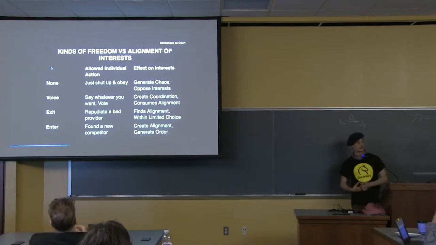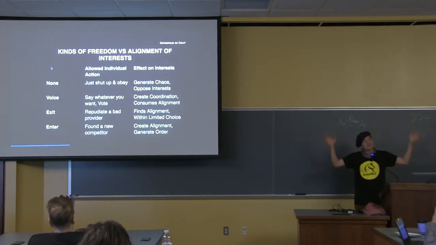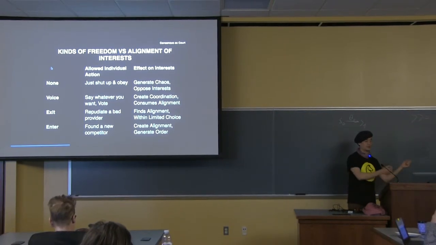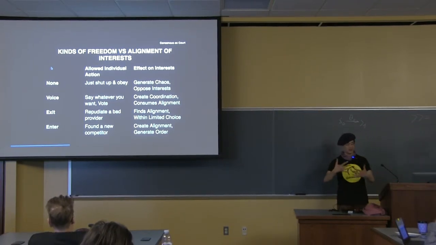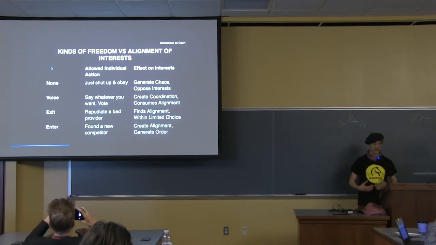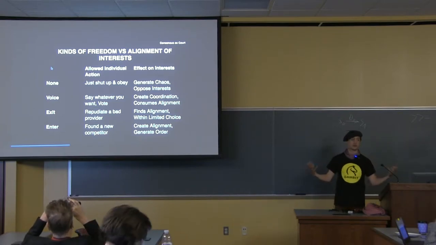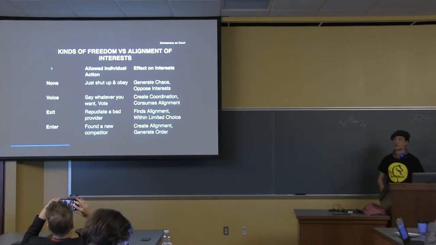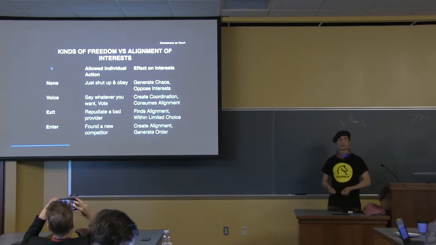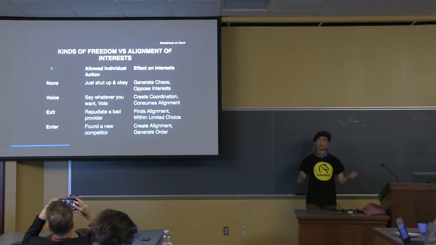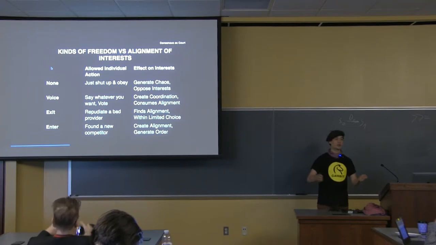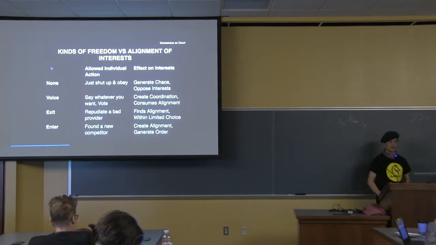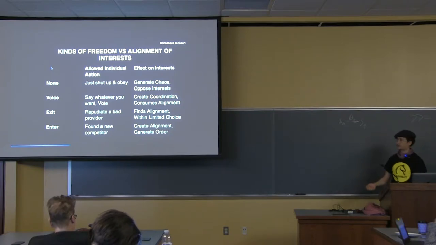So the next level of freedom is exit, where you can say, you know what? I'm through with you. Your garbage collecting service is really bad. I'm going to go to your competitor. And that allows to find alignment of interest within the limited choice of whichever providers are available. And the next level of freedom is enter. You know what? None of the garbage collectors around provide satisfactory service. Hey, I'm going to start my own garbage collection service. Hey, neighbors, what about you join me and we make a company or an association, whatever, and we compete. And this can create alignment and generate order.